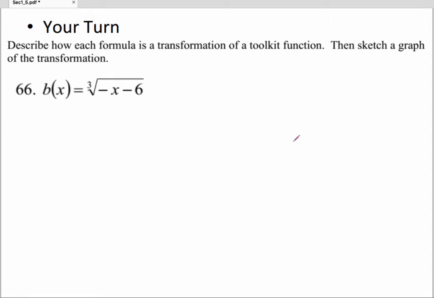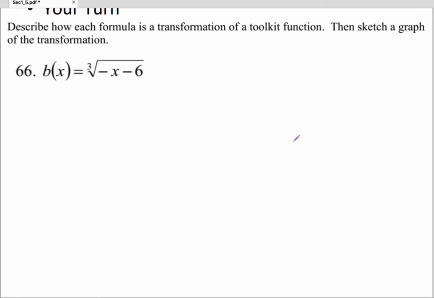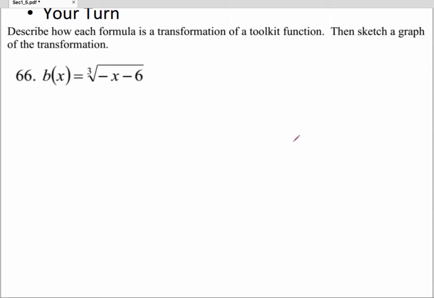Sticking on the your turn here, all right? So describe how this formula was a transformation of a toolkit function, then sketch the graph of the transformation. Okay, so our toolkit function was f of x equals the cube root of x here. All right, so what happened here? Well, they did some sort of a shift, and they also did some sort of a reflection. So how are we going to figure that out?